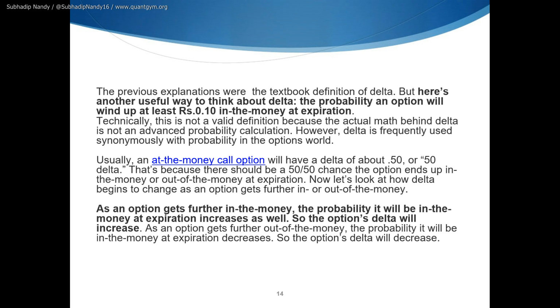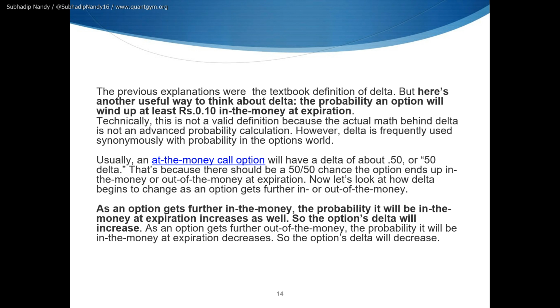But a single 1 rupee change makes your call in the money or out of the money. So if the stock is expiring at 201, your 200 strike call is in the money. If the stock is expiring at 199, your 200 strike call is out of the money. So an at the money option has a 50% probability that the stock will be in the money or out of the money. So that is why it is 50 delta.